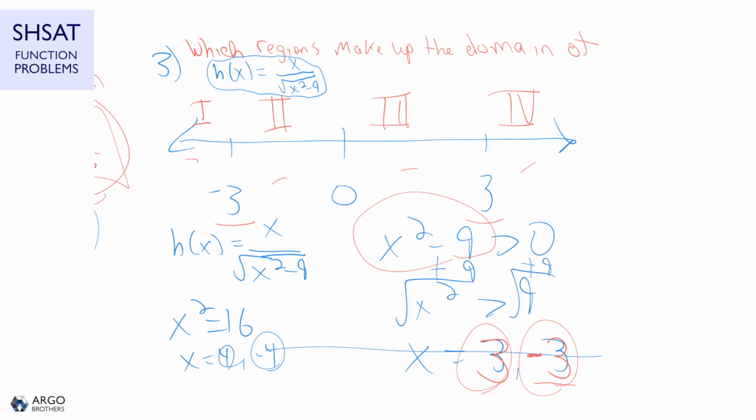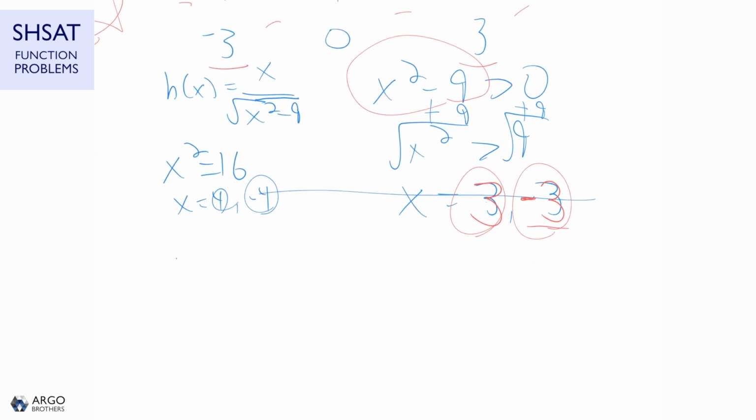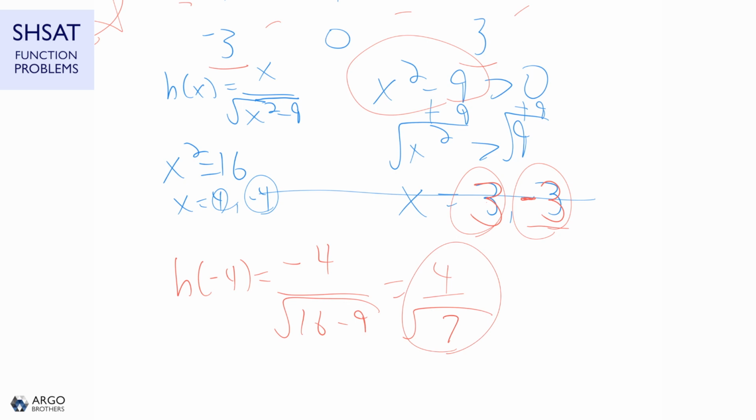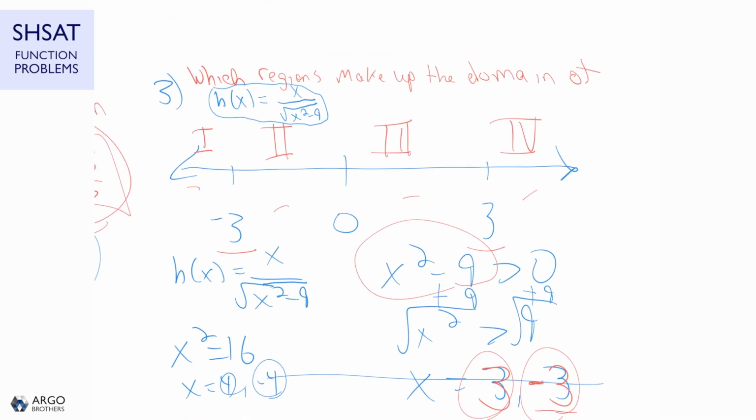If we plugged in negative 4 for h of negative 4, what would we get? We would get negative 4 over radical 16 minus 9. And that would be an okay number. That would be 4 over the square root of 7, so that's a positive number. Now we know that that region works out, so we can shade it in. And it's greater than negative 3, so it would be an open circle. And now we can try region 2.